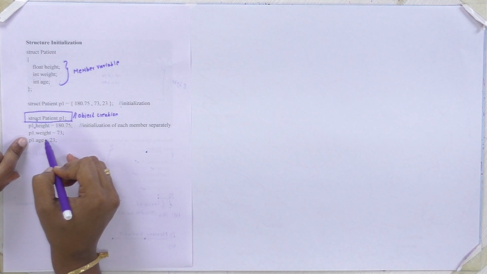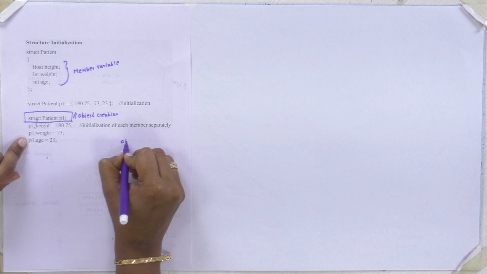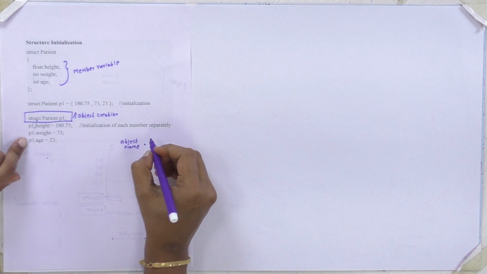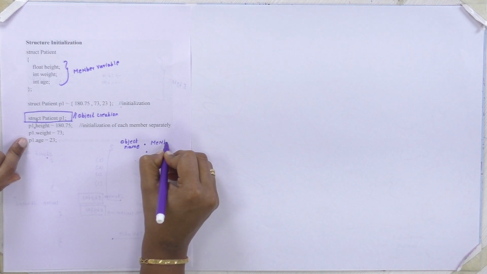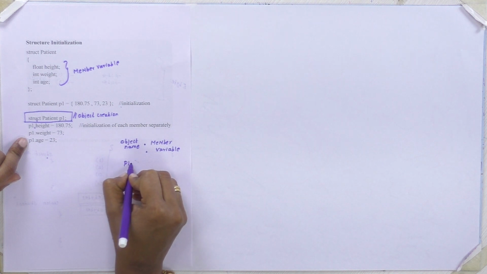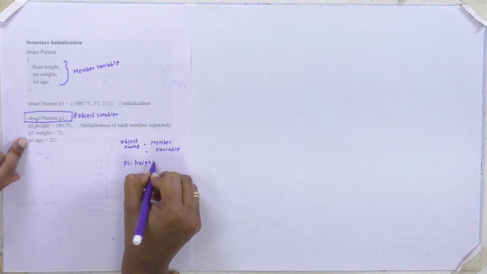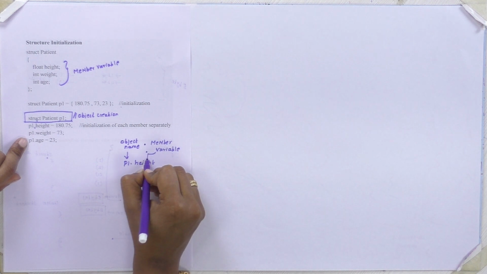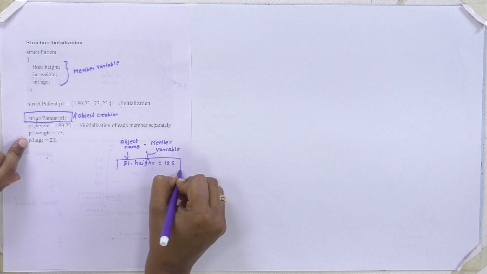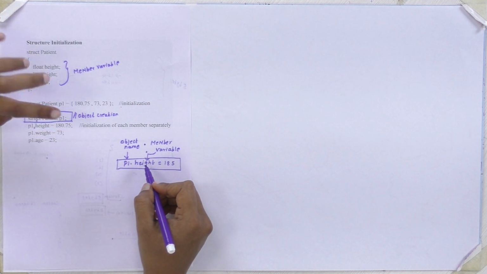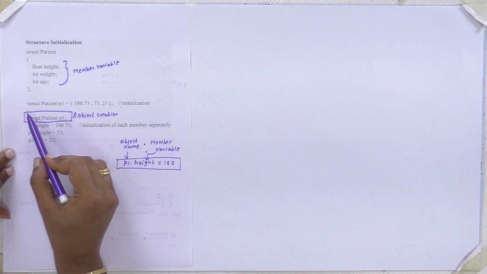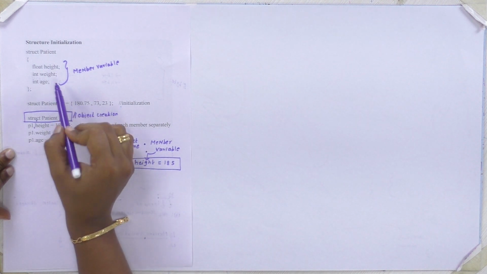So by using the object name, then dot operator, then the member variable. For example, P1 dot height. Here the object name is P1, the member variable is height. So I am assigning the value as 185. Like this I am going to access each and every member variable by using this object. So this is one way of initializing the value for each member separately.